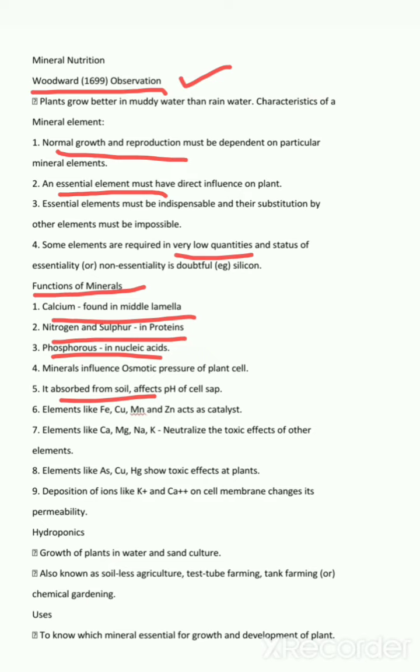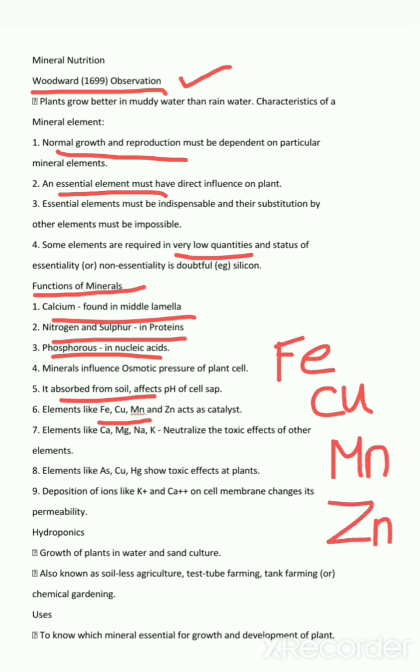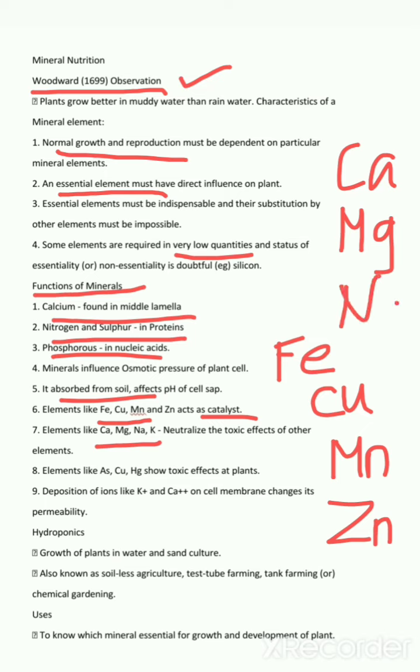Elements like iron, Fe is iron, Cu is copper, Mn is manganese, and Zn is zinc, all act as catalysts for various reactions in the cell. Elements like calcium, Ca is calcium, Mg is magnesium, Na is sodium, and K is potassium, all help in neutralizing the toxic effects of other elements. Like this, other elements also show some toxic effects in the plants.